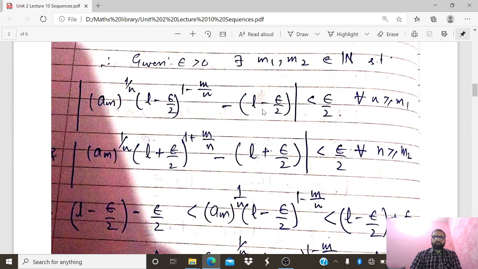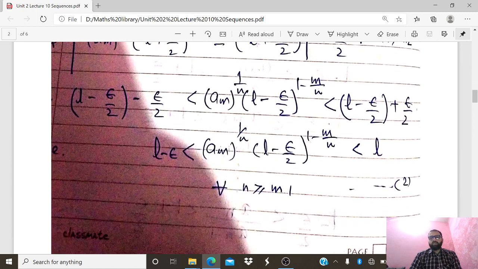If this minus this is less than epsilon by 2, then this essentially means that this quantity lies between L minus epsilon by 2 minus epsilon by 2 and L minus epsilon by 2 plus epsilon by 2. And this boils down to a_m raised to power 1 by n, times (L minus epsilon by 2) raised to power 1 minus m by n. This lies between L minus epsilon and L. And this is true for all n greater than or equal to m.